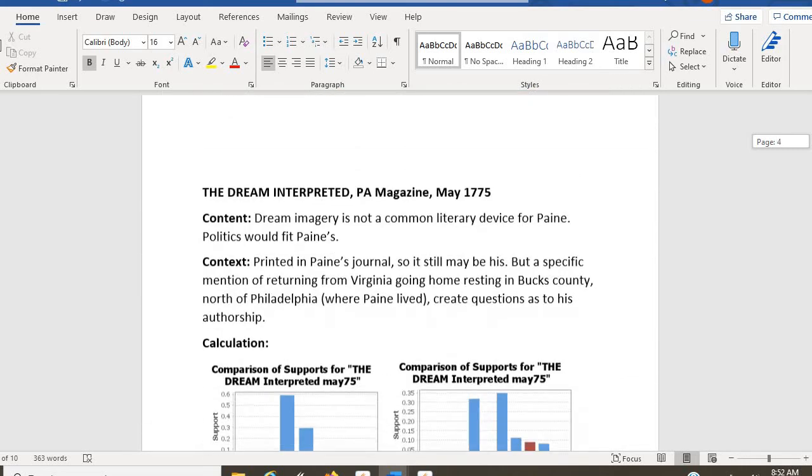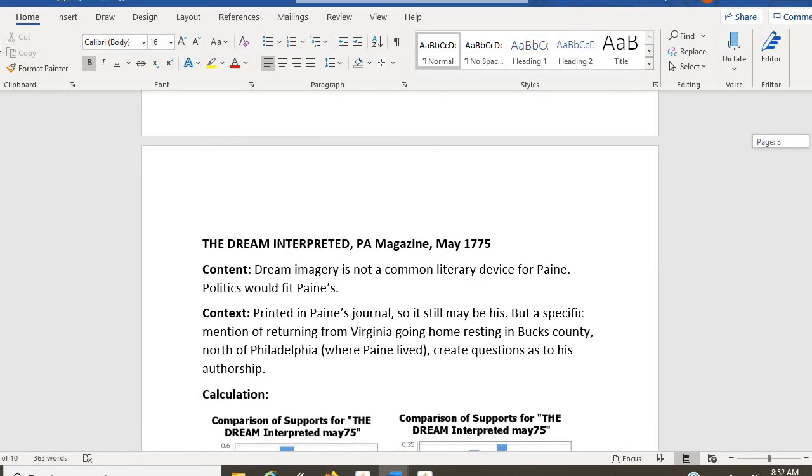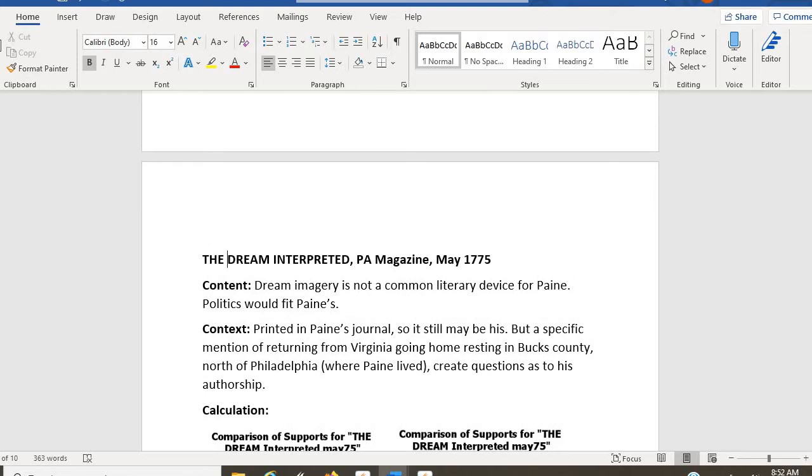Next one. This is another work from Philip Foner's complete collected works of Paine. The Dream Interpreted. It was in the Pennsylvania Magazine, which Paine was editor of at this time, in May of 1775. It was probably written before they got word of the Concord-Lexington battle. It was in support of American sovereignty, basically the beauty of America and how it would be wonderful if no one was oppressing them, a very poetic device.